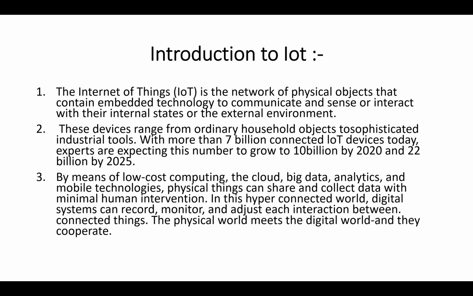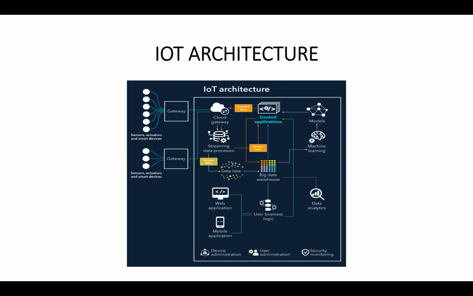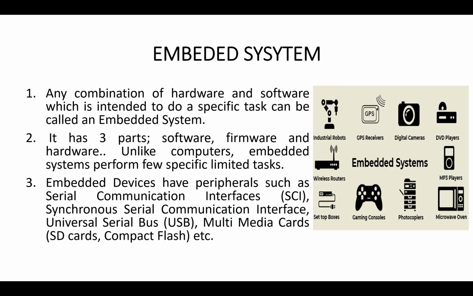By means of low-cost computing, the cloud, big data, analytics, and mobile technology, physical things can share and collect data with minimal human intervention. In this hyper-connected world, digital systems can record, monitor, and adjust each interaction between connected things. The physical world meets the digital world and they cooperate. This is the IoT architecture. Let's come to embedded systems.